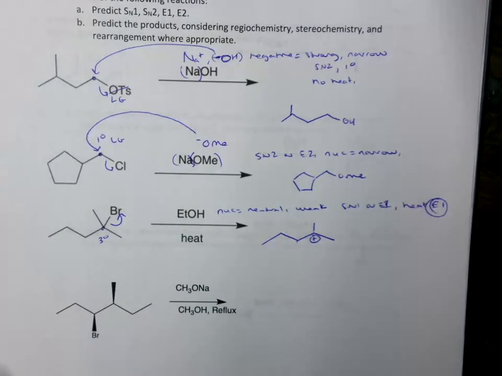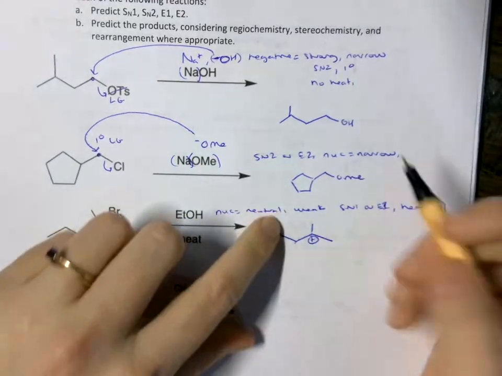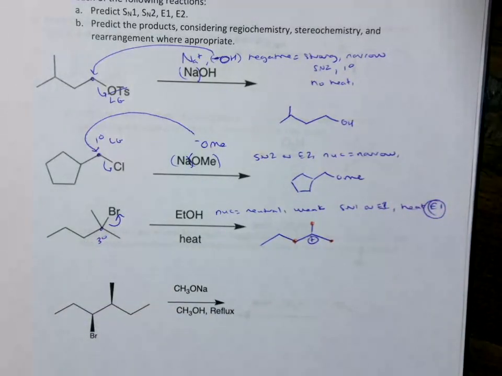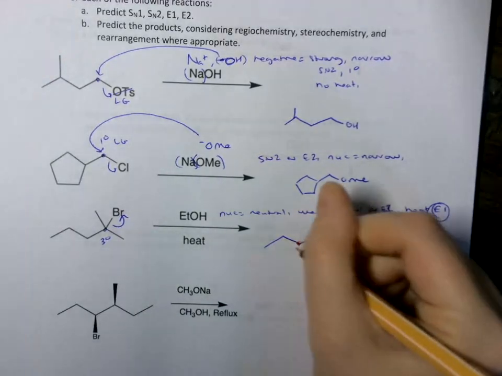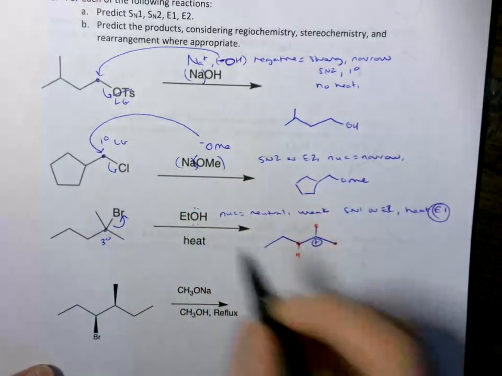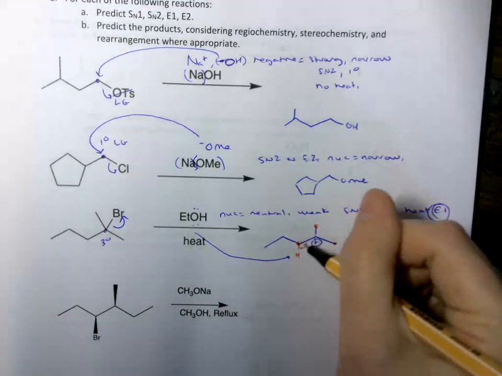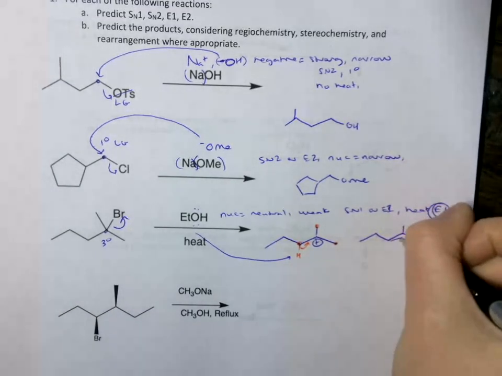So let me get another pen color. Oh, here, this one will be good. So you can look at this carbon, or this carbon. I think it's useful to show you all the products so that you can see which one is more substituted. So if we took from this hydrogen right here, let's say your weak nucleophile took that hydrogen there, and then these electrons filled in, this product would look like this.